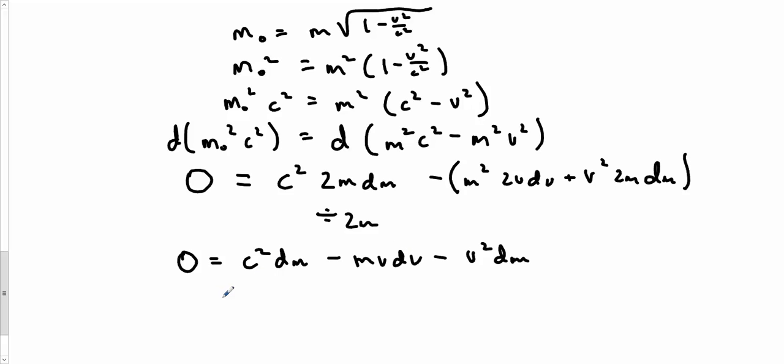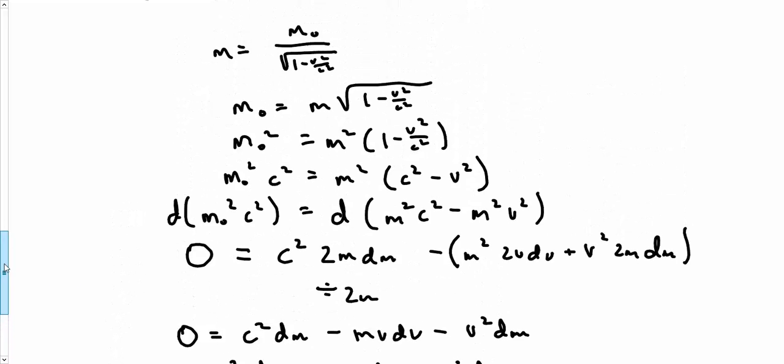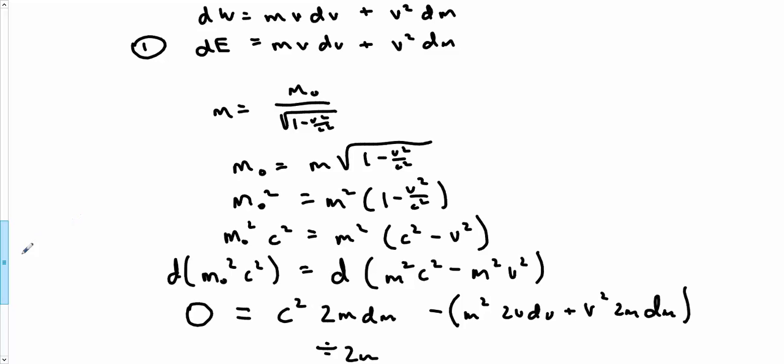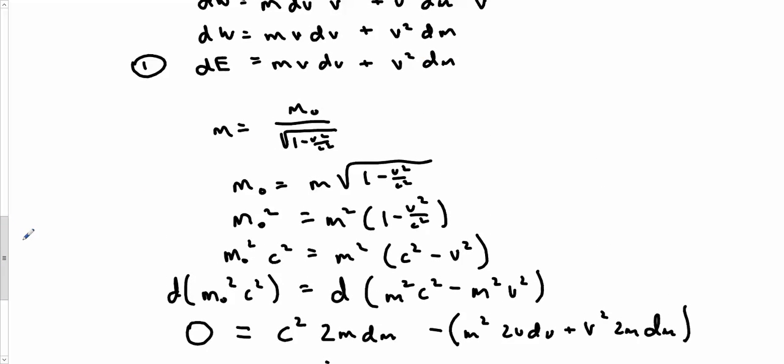These are negative, so I'm going to swing them to the other side, and I get c squared dm equals mv dv plus v squared dm. Let's call this equation number 2. Now, equation number 1, if I scroll up here, said dE is mv dv plus v squared dm.